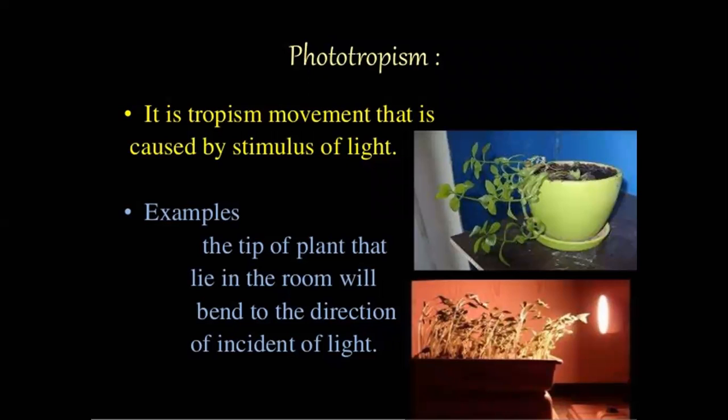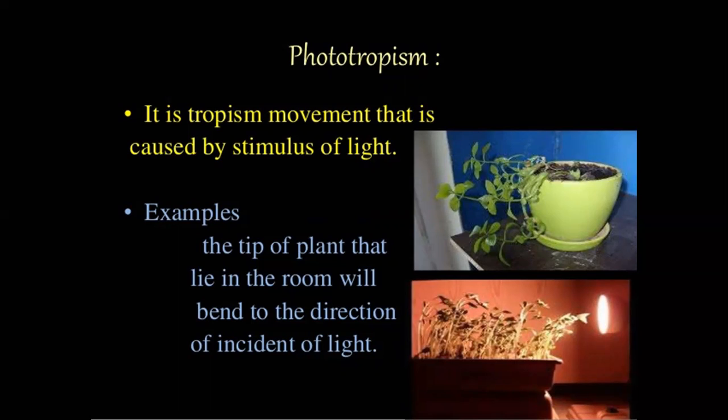First of all, phototropism. It is a tropic movement towards the stimulus of light. Towards the light, it is phototropic. The tip of plants that lie in the room will bend in the direction of the incident light. This diagram you can see, which is from some lab.